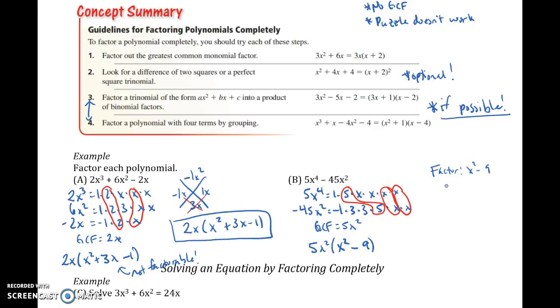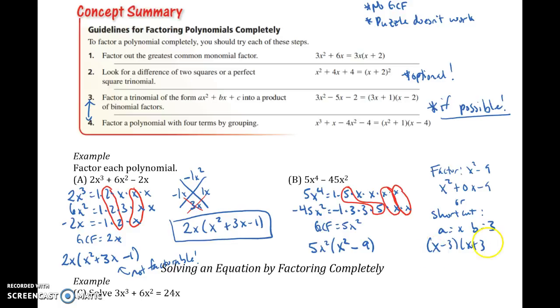you could do your trinomial, so you can say this is x squared plus 0x minus 9 and do your puzzle, or use the shortcut. It's up to you. I'm going to use a shortcut because I recognize x squared minus 9 is a difference of 2 squares. So my a is x and my b is the square root of 9, which is 3. So this is just x minus 3, x plus 3.